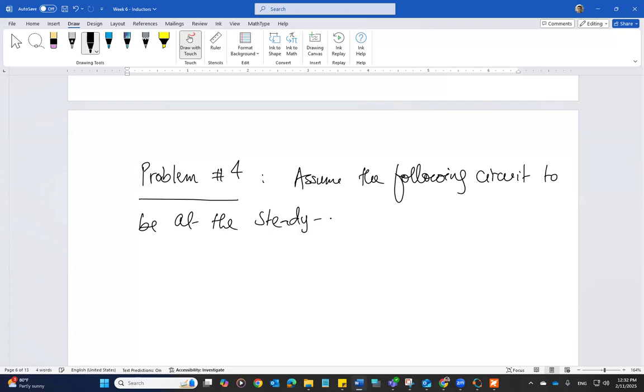Steady state means that all the transients are gone. That is, if you have inductors or capacitors, they are fully charged. And a capacitor is acting as an open circuit for DC, and an inductor is going to be acting as a short circuit for DC. They are fully charged. To be at the steady state, the inductor is acting as a short circuit.